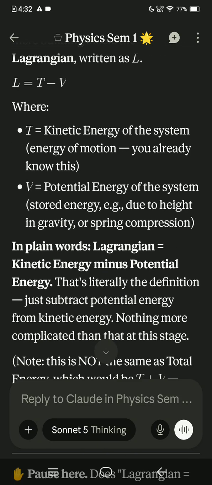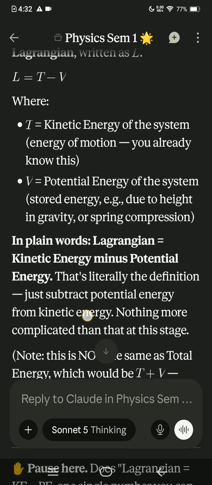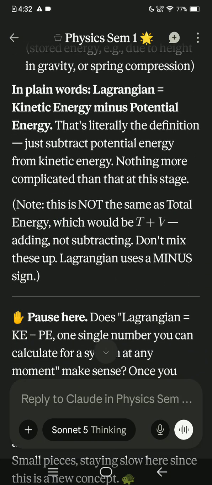In plain words, the Lagrangian equals kinetic energy minus potential energy. That's literally the definition. Just subtract the potential energy from kinetic energy. Nothing more complicated than that at this stage. This is not the same as total energy, which would be T plus V, kinetic plus potential, adding, not subtracting. Don't mix these up. The Lagrangian uses a minus sign.